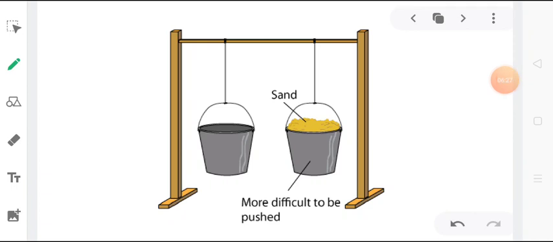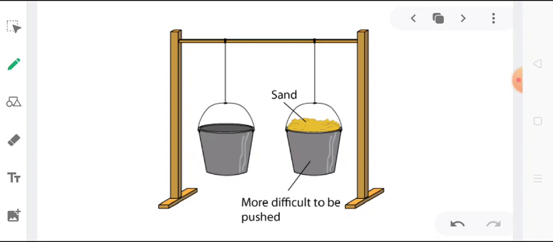One more example. As you can see in the picture, there are two buckets that have been hung with the help of a rope. One bucket is empty while the other bucket has been filled with sand, and you have been given the task to push the buckets. So if a question is asked, which bucket will be easier to push and which one will be difficult? Obviously, as you can see clearly in the picture, the one which has been filled with sand will be more difficult to push.